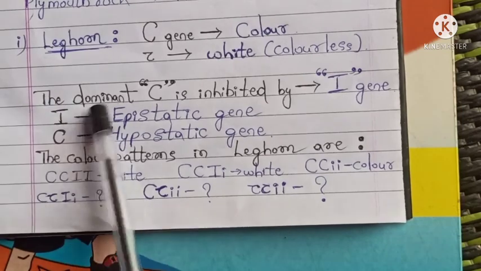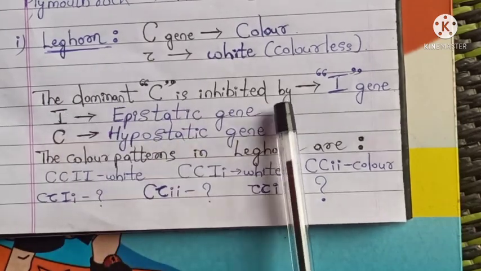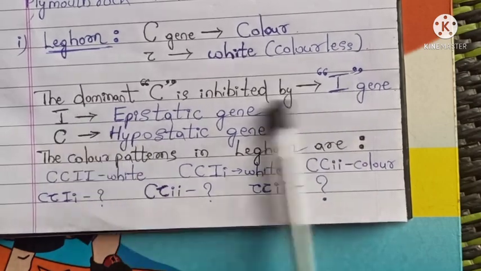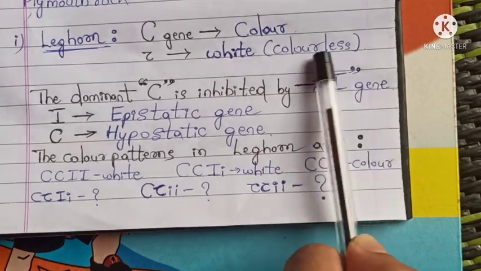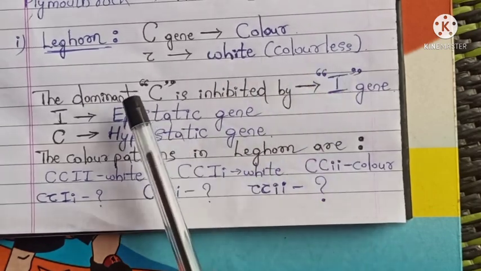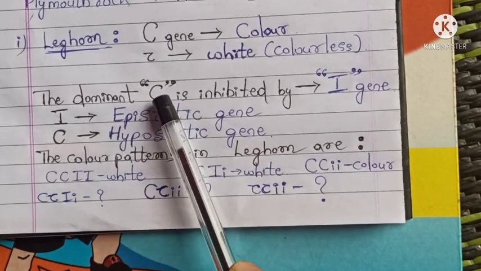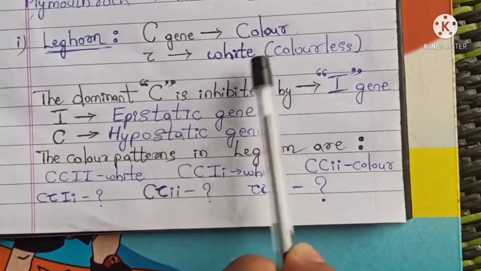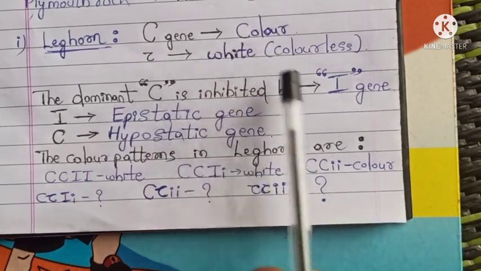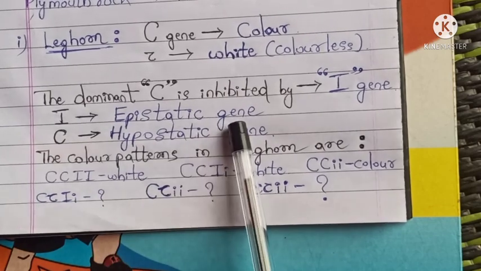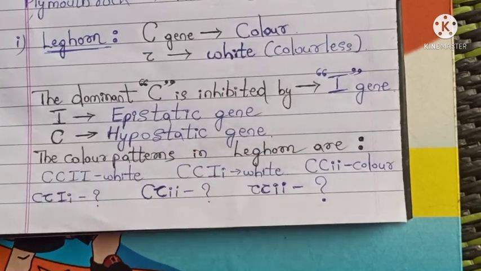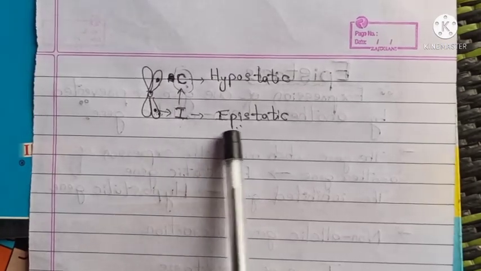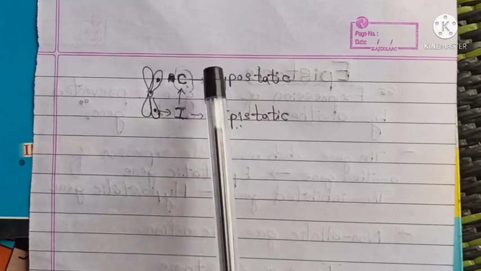And this dominant C gene is inhibited by another dominant gene called the I gene. Remember, the meaning of this sentence is when the I gene is present, the C gene, even though it is dominant, is unable to express itself. Okay, when the I gene is present, even if C is dominant, color does not come. Therefore, in this case, the I gene is an epistatic gene and the C gene is a hypostatic gene. So just now I have explained to you. Here the I gene is an epistatic gene and the C gene is a hypostatic gene.